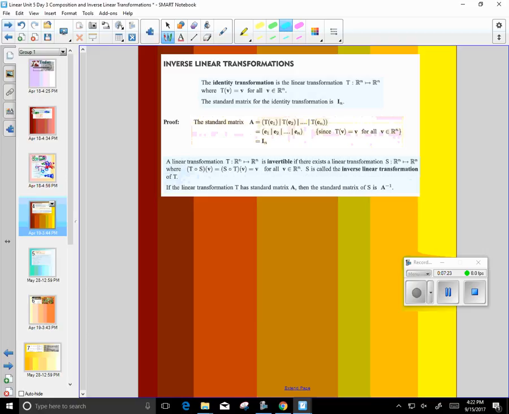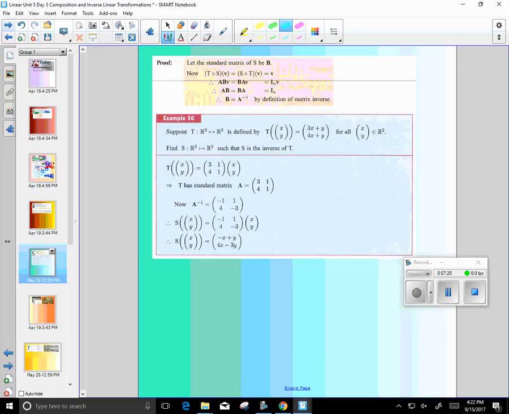And then the last thing, with inverses, you can, if you want to, find the inverse of these by converting the standard matrix to an inverse.